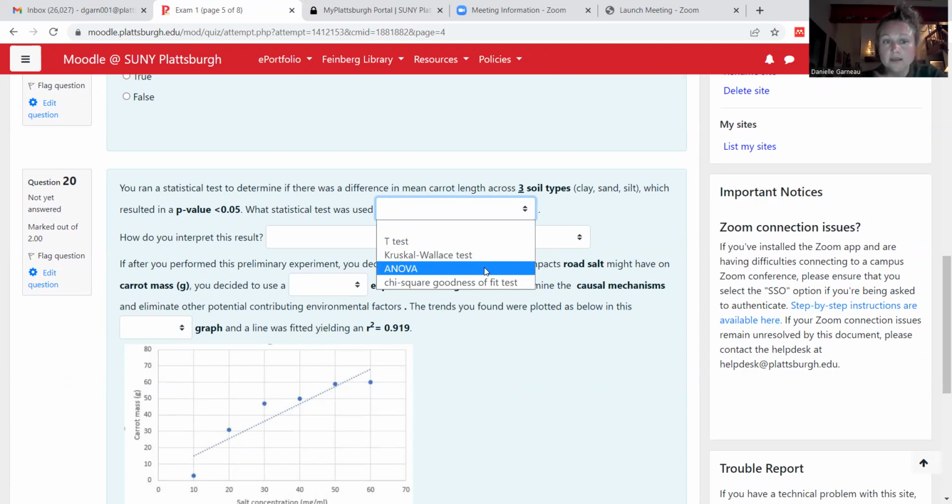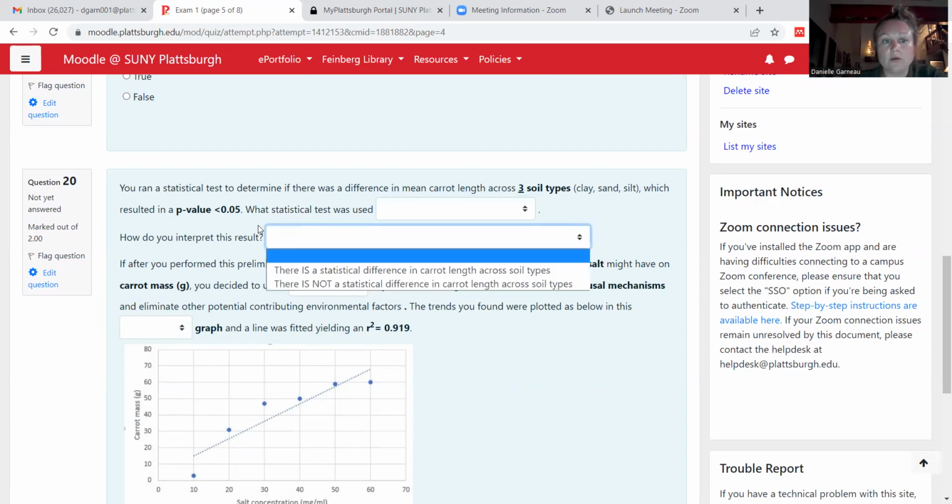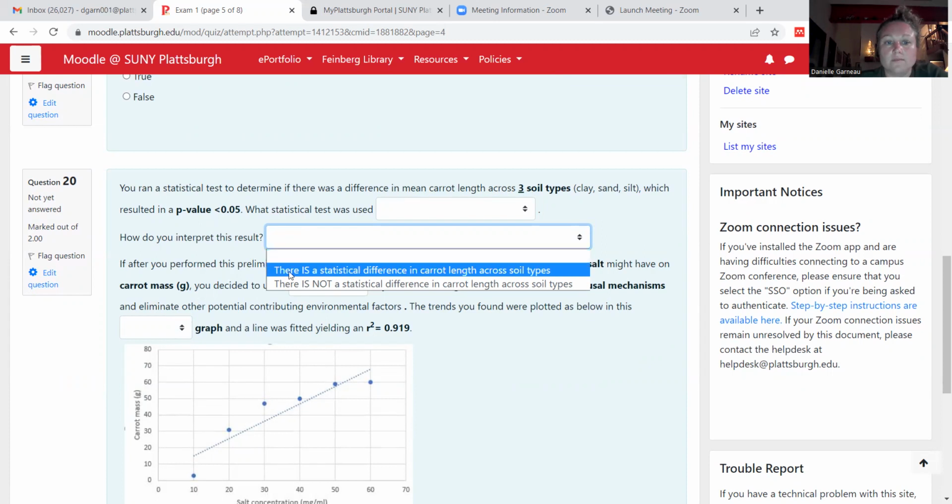So in this case, we look for a p-value, and now we want to interpret it. Well, that p-value is less than 0.05. When it's less than 0.05, there is a statistical difference. When it's greater than 0.05, there is no statistical difference. So this is the correct answer.